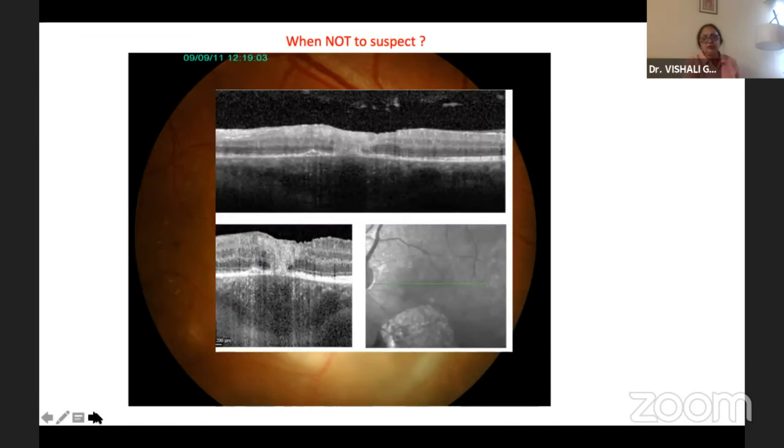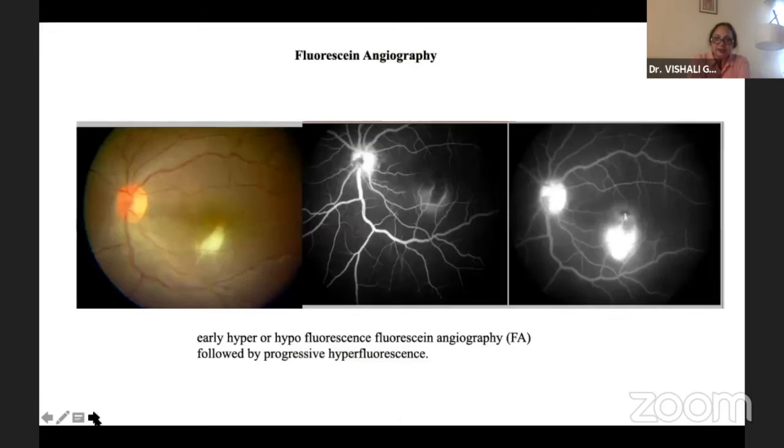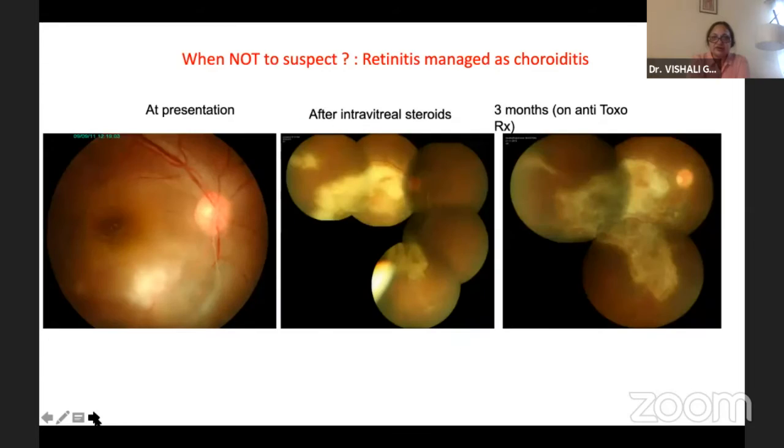So what should you do if you are in doubt? Just do an OCT, and here the OCT shows beautifully that there is involvement of the inner retina primarily, and whatever is happening in the choroid is secondary to the retina and not the other way around, as we saw in choroiditis. Fluorescein angiography may show hyper to increasing hyper, but it's not as characteristic as in choroiditis.